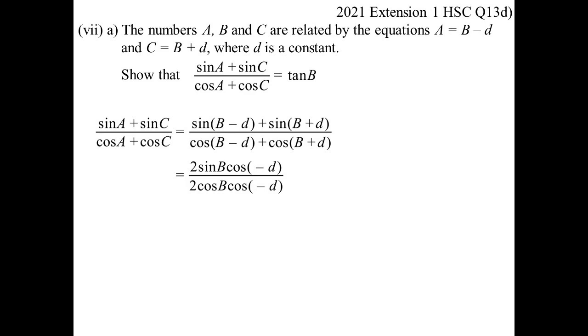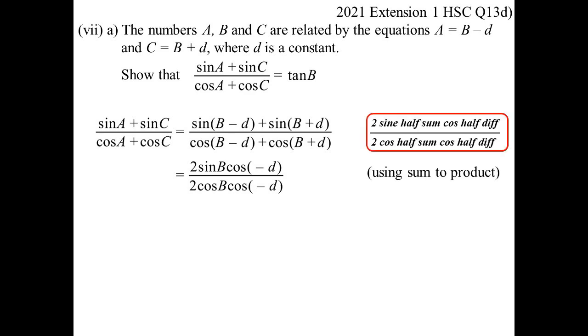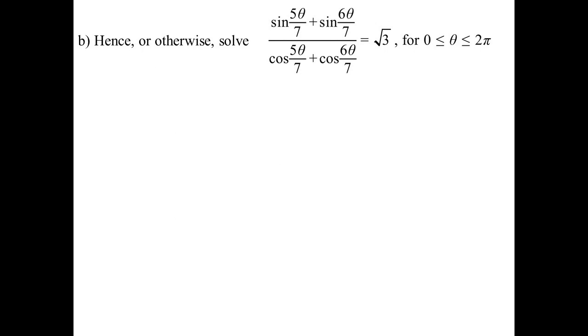So on the top, but actually, look what I did. I used sum to products rather than bothering expanding the whole thing out. So the top became 2 sine B cos minus D, and the bottom became 2 cos B cos minus D. The cos minus D's cancel, the 2's cancel. Sine on cos is, of course, tan. So whilst they don't give us those formulas, that would have been very handy to remember in 2021.